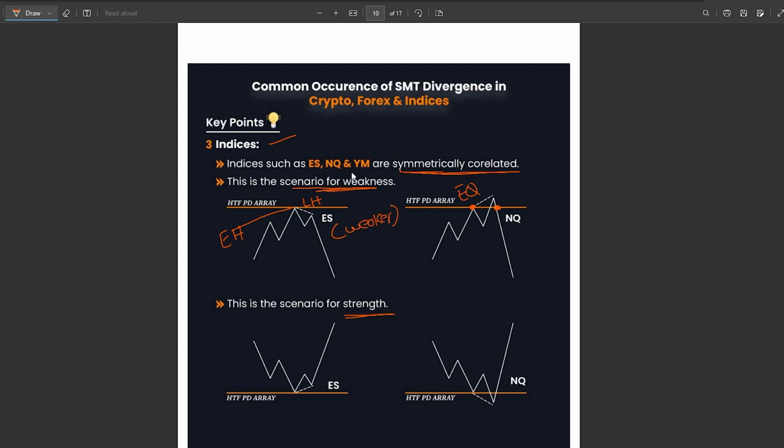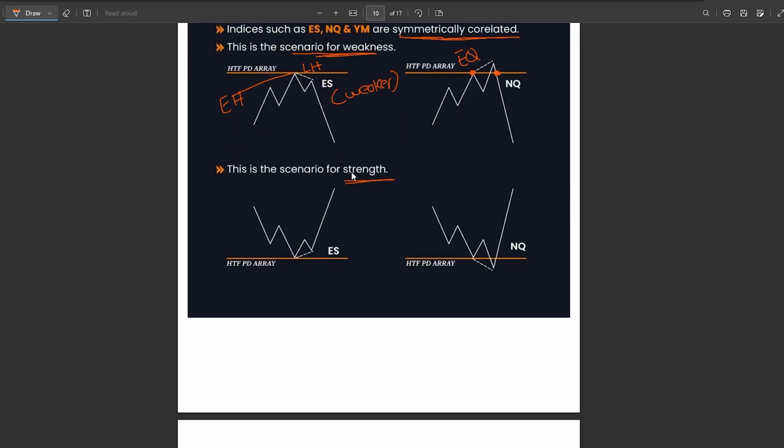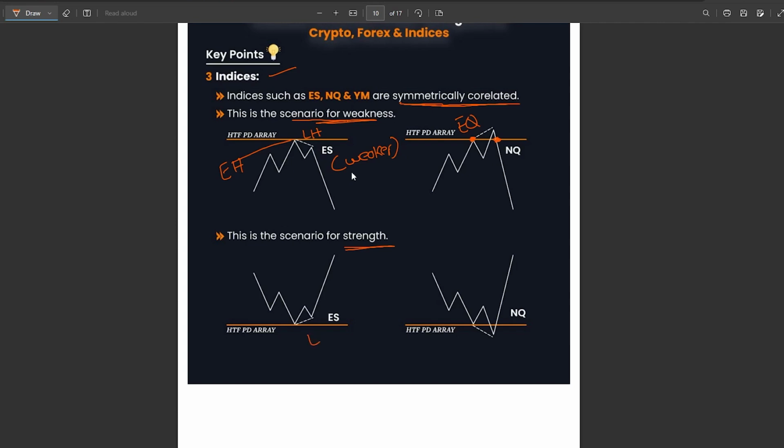Now let's look at a scenario where we see strength in indices through SMT divergence. You can see ES was creating lower lows and you saw that NQ took out these equal lows and closed back inside, giving us a scenario of liquidity sweep. Here I would have longed ES because it is a stronger pair and hasn't taken out its higher time frame PD array or the equal lows present here.